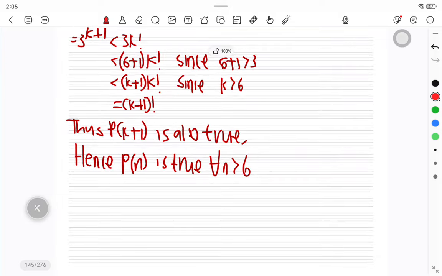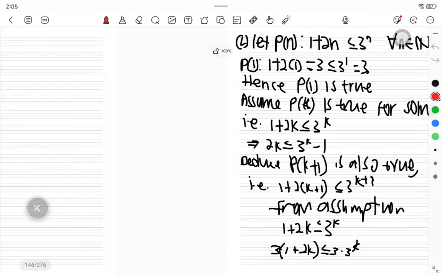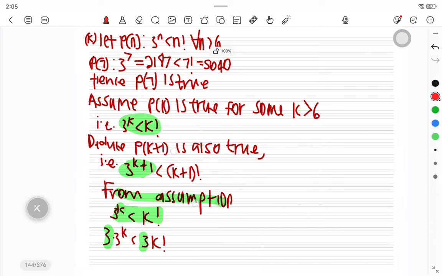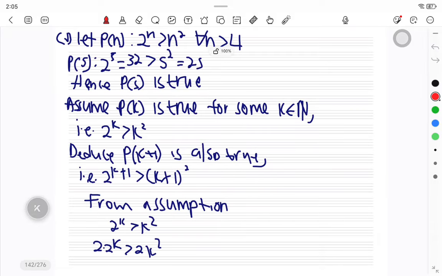Then we let p of n be such that 2 to the n is greater than n squared for all n greater than 4. Then we start by plugging in 5, because indeed this is greater than 4, right? Meaning that n starts from 5. We get that the left-hand side is 32, right-hand side is 25, which makes sense. It's true. Hence p of 5 is true.